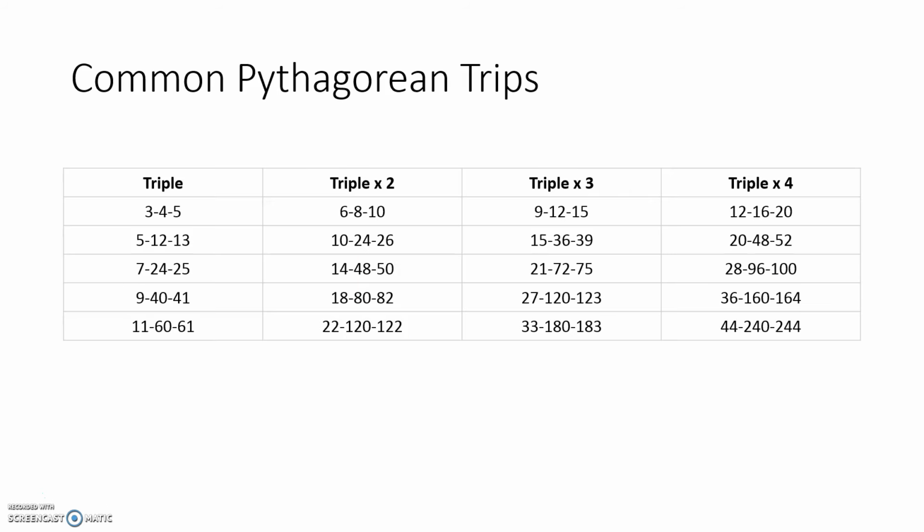Now, these are the common Pythagorean triples. Spelled wrongly. It's not trips. It's triples.